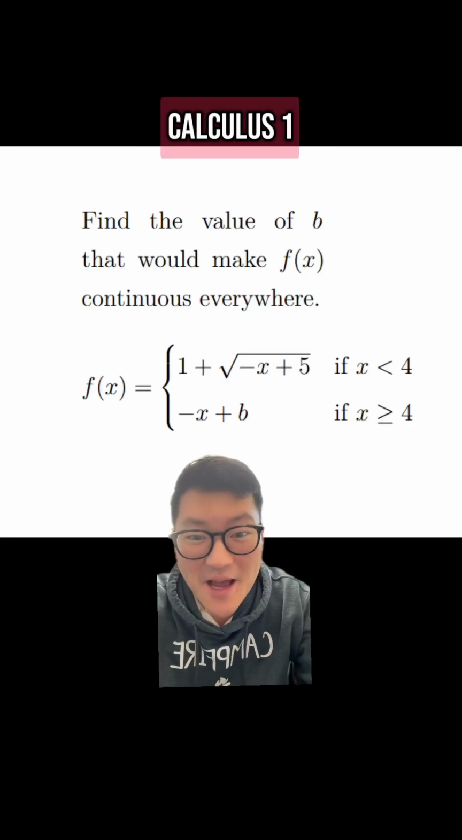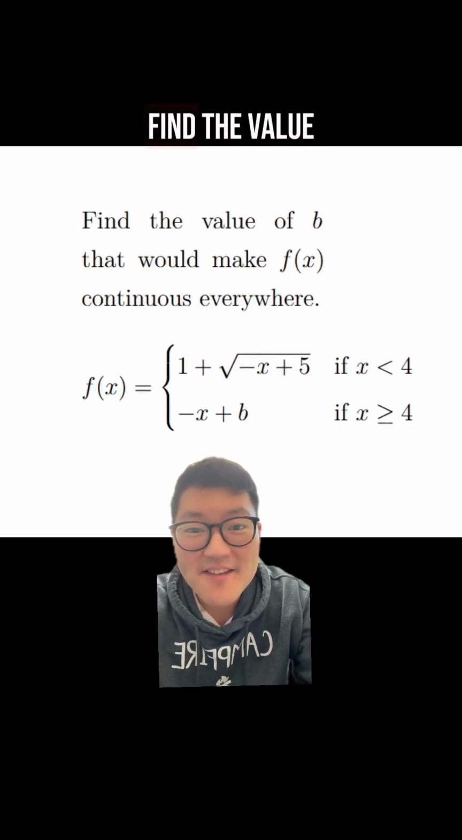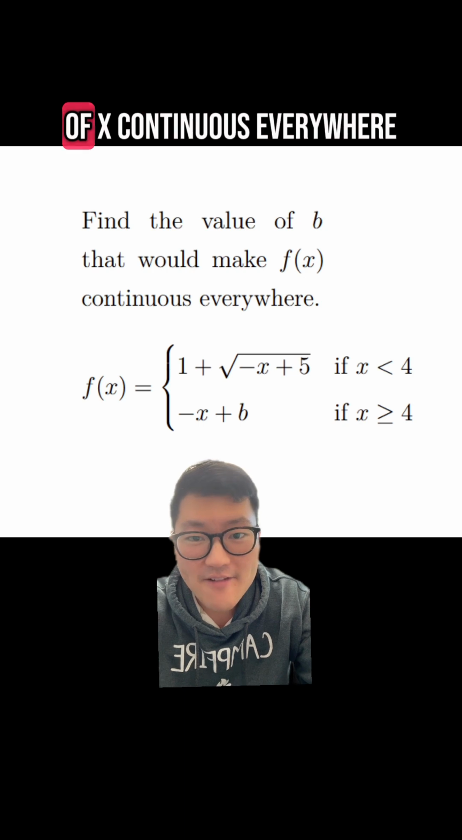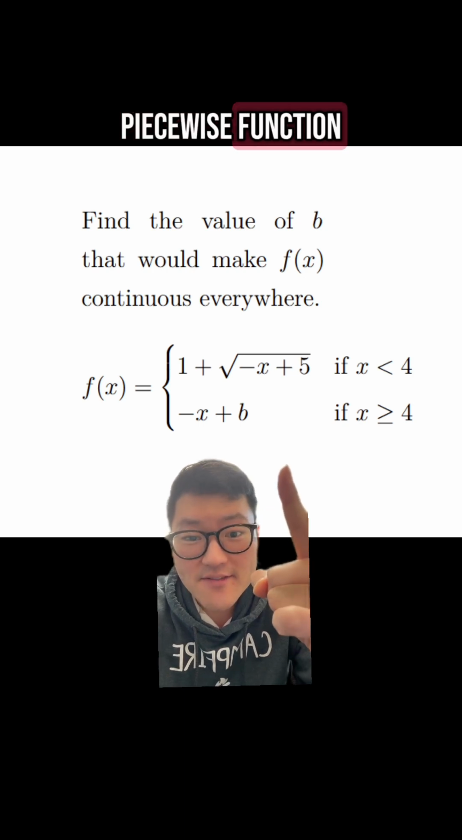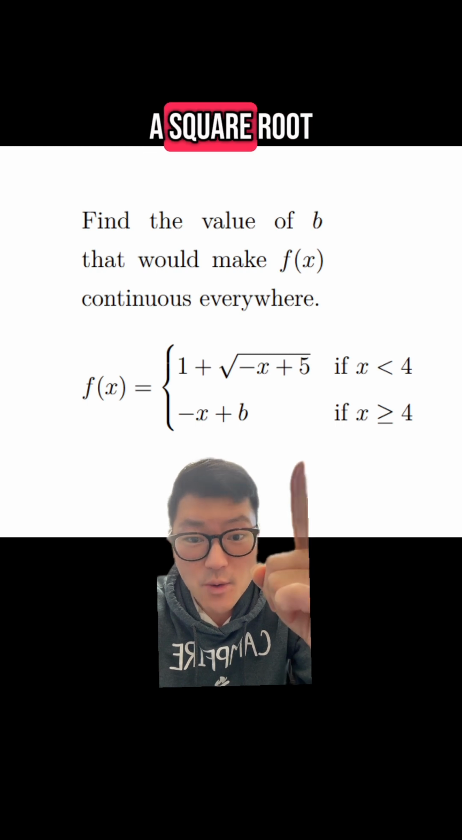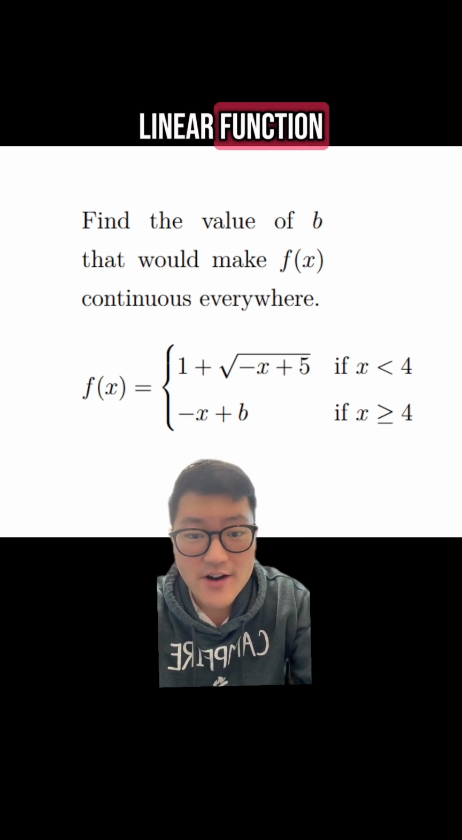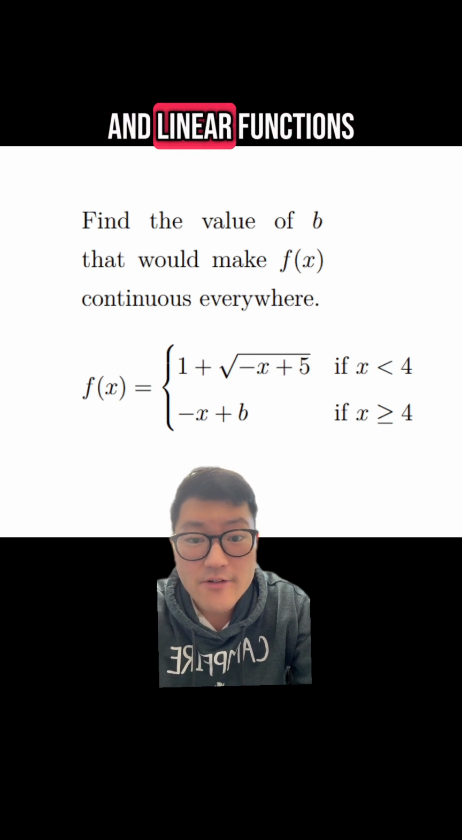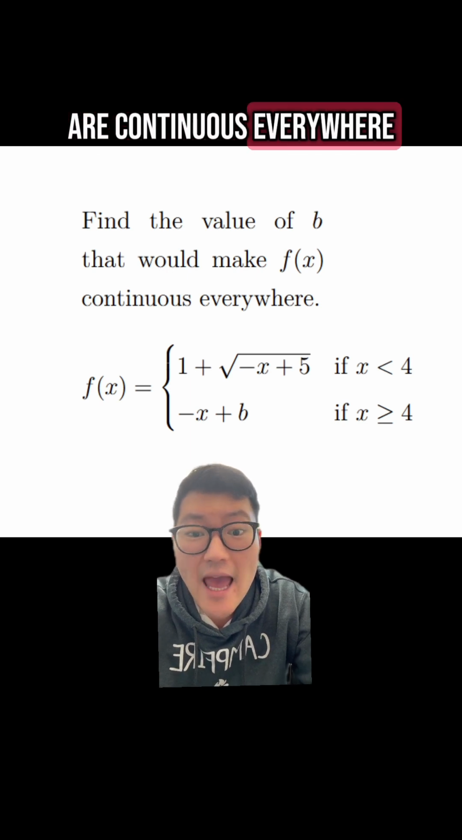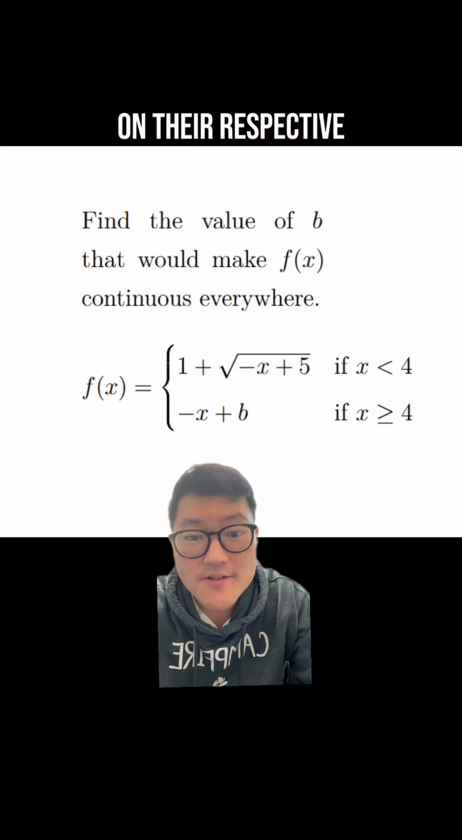Here's a classic Calculus 1 example. It says find the value of b that would make f of x continuous everywhere. And f of x is this piecewise function that's comprised of a square root function and a linear function. There's a theorem that says square root functions and linear functions are continuous everywhere on their respective domains.